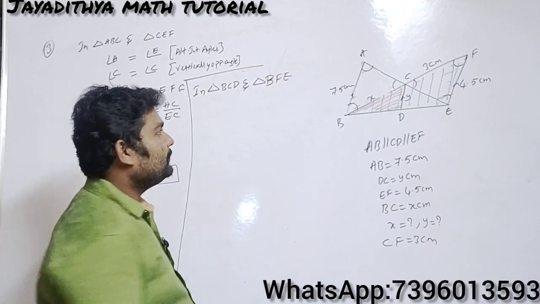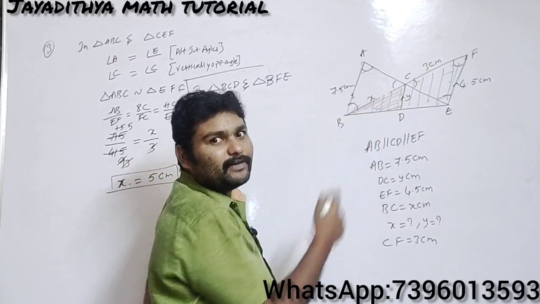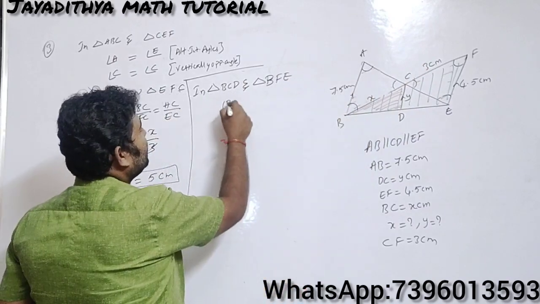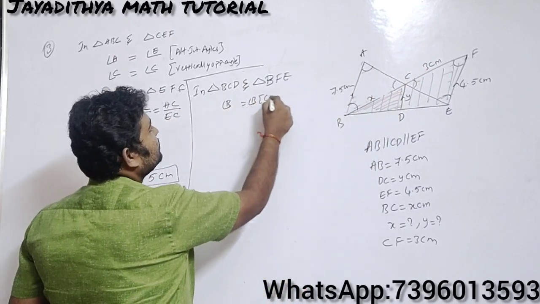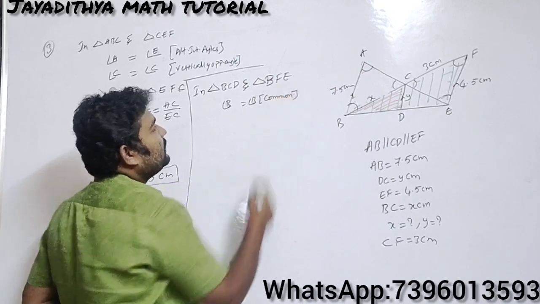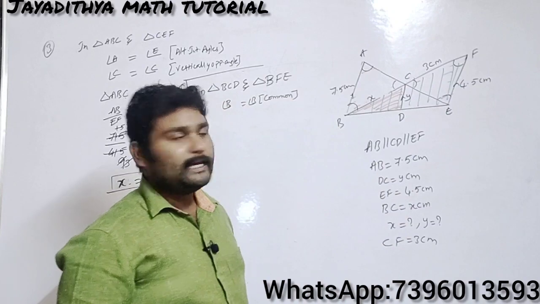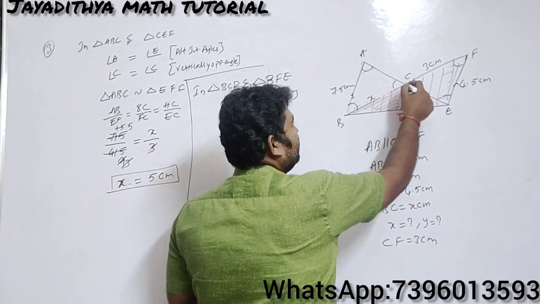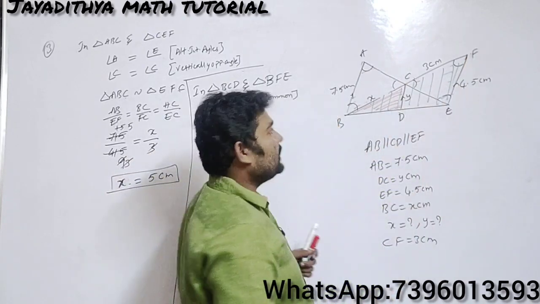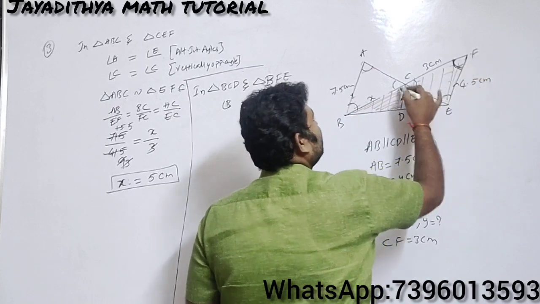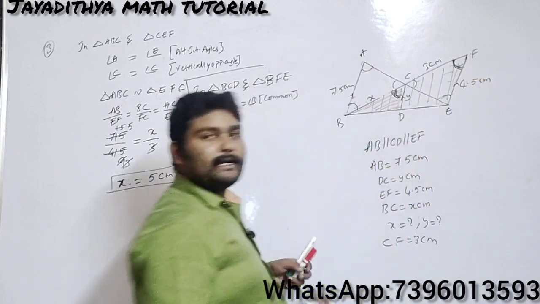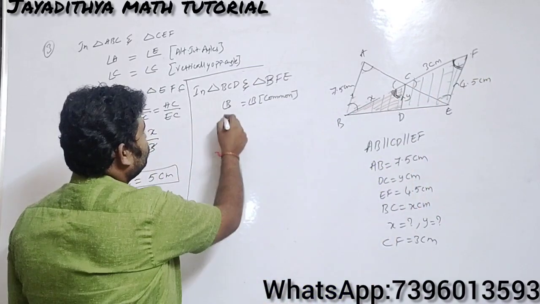What can you write here? If you observe, B is the common angle for both the triangles, or not? So I can write angle B is equal to angle B, and the reason is that it is a common angle for both the triangles. Also see here, CD is parallel to FE, so automatically angle F will be equal to angle C. Angle F will be equal to angle C. So you write that one.